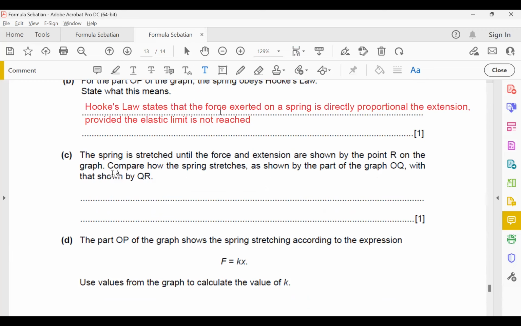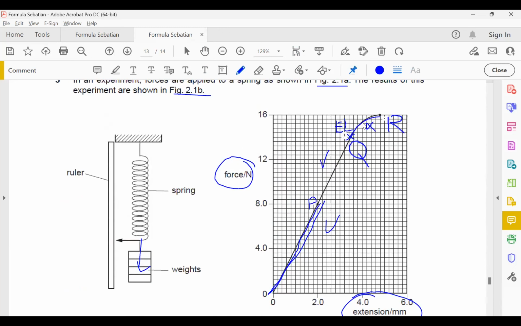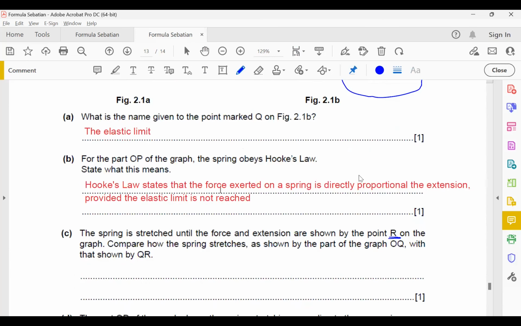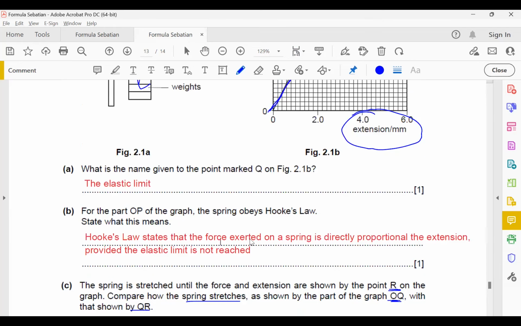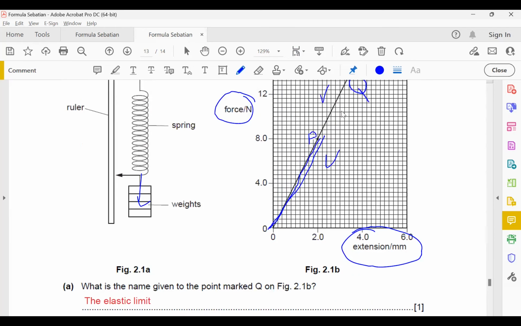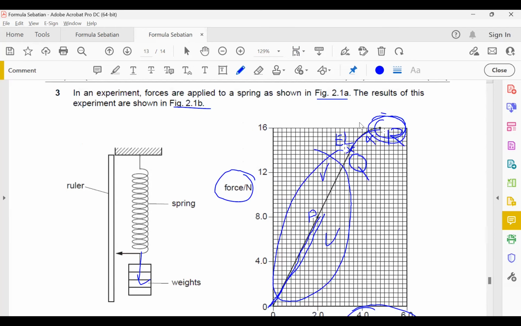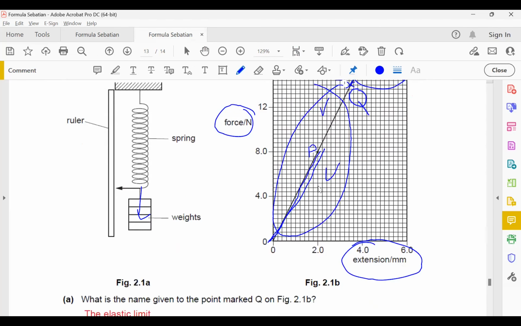27 degrees. Okay, then after that, this next question here. The spring is stretched until the force and extension are shown by point R. Which is this point R here, right? On the graph, compare how the spring stretches as shown by the part O to Q with the part Q and R. So O to Q is this part and Q and R is this part, right? You're going to compare how they stretch.